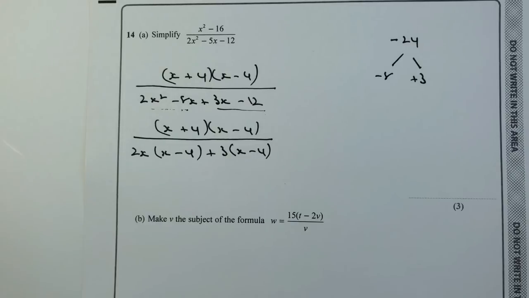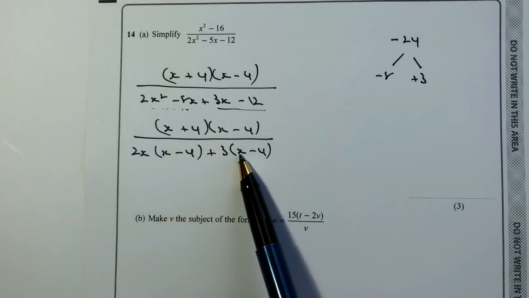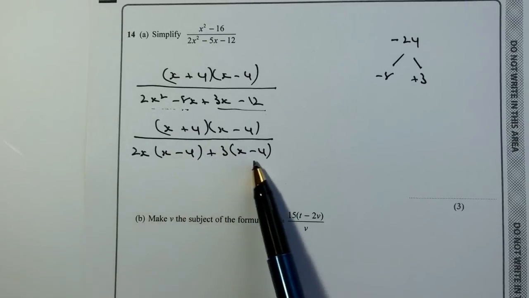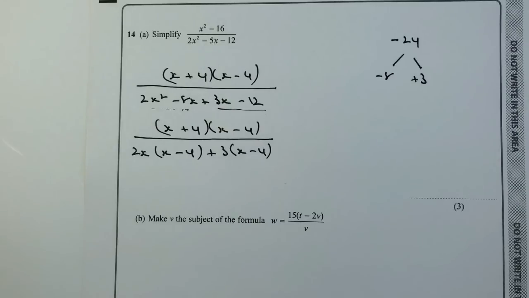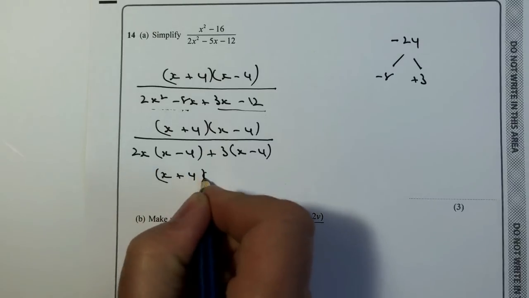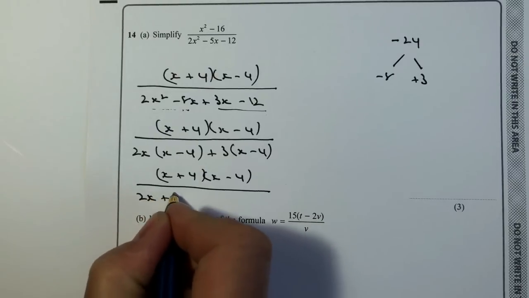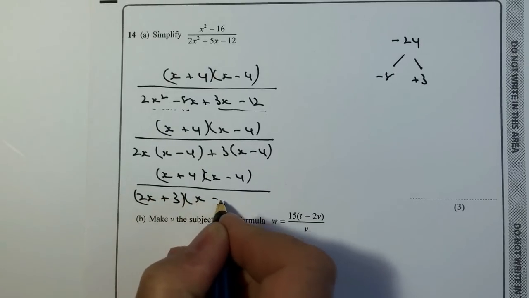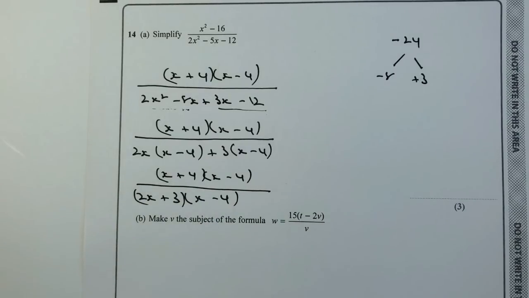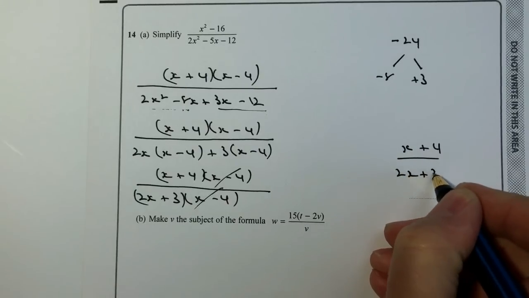And really what you want to do is to produce this where you've got two factors in common. Because if you've got these two factors in common, then you can write that as, again, x plus 4 times x minus 4 at the top. But you can write the bottom as 2x plus 3 times the common factor x minus 4. Okay, and then to simplify this, you would just simply lose those two. So therefore, the answer to this particular question is going to be x plus 4 divided by 2x plus 3.